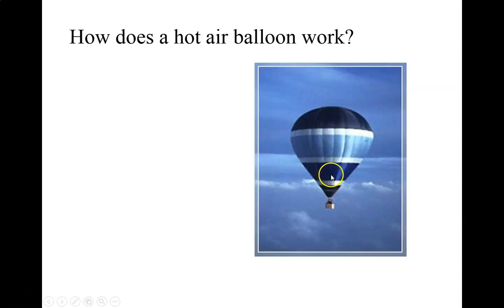As we heat the air inside, it expands. What happens to the air that expands? It spills out through the bottom. So as we heat it, more and more air spills out. This thing gets lighter and lighter and lighter. Eventually, it gets less dense than the air around it, and that includes the density of the basket and everything else, and it floats.